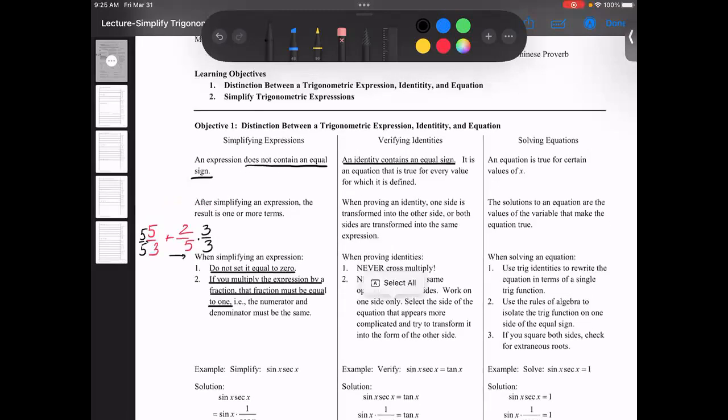When you prove an identity, one side is transformed into the other side. Usually I pick the more complicated side and transform it into the simpler side. So I prove that the two sides are equal, right? Because they say that it is an identity, the left-hand side has to be equal to the right-hand side. So here you prove left-hand side equals right-hand side. Do not solve.